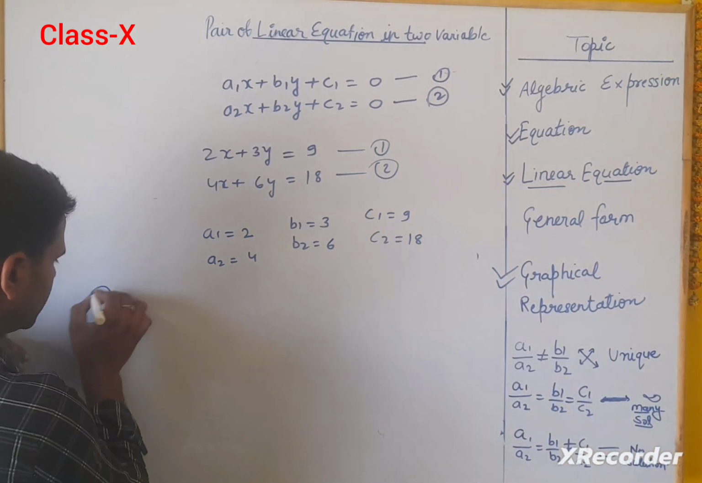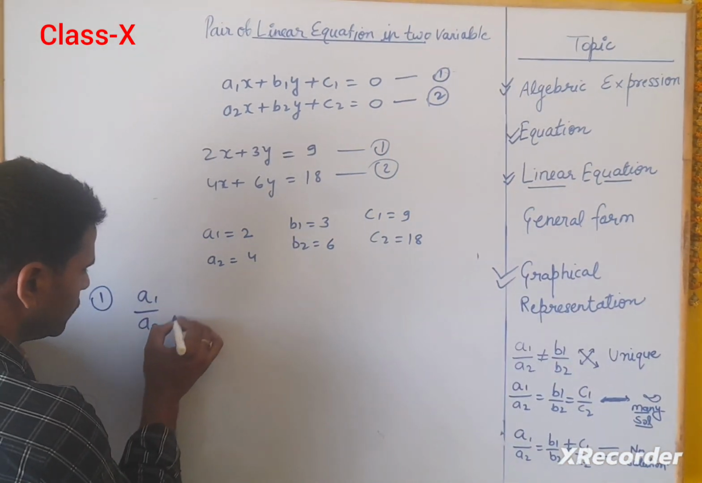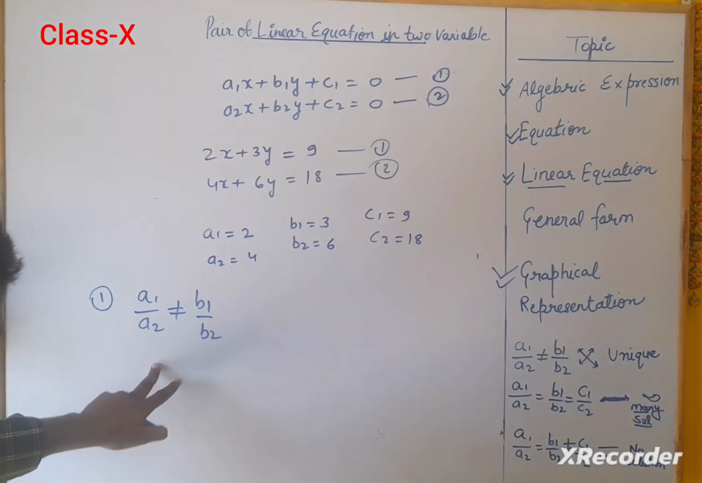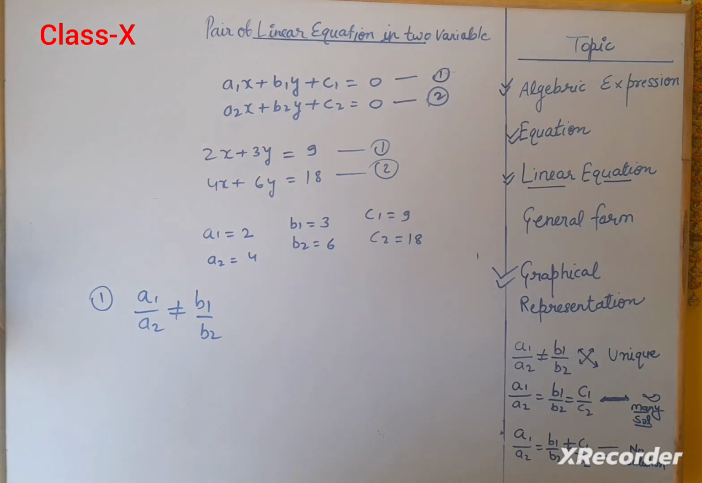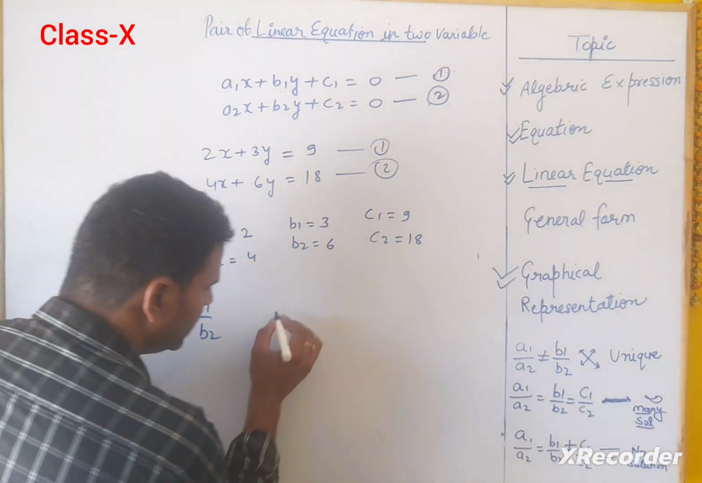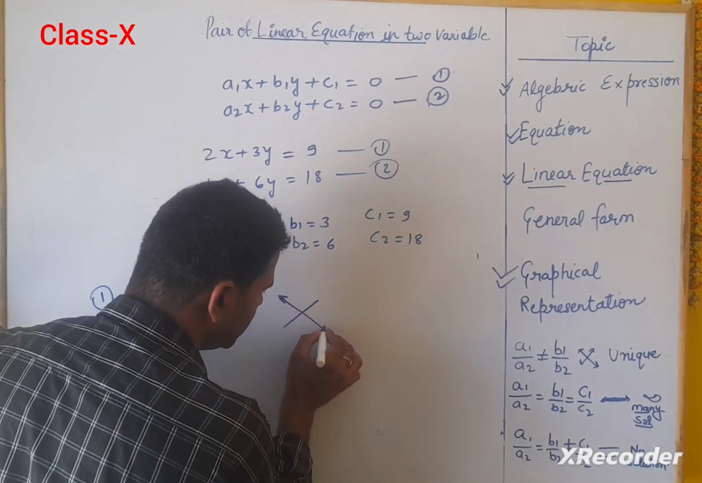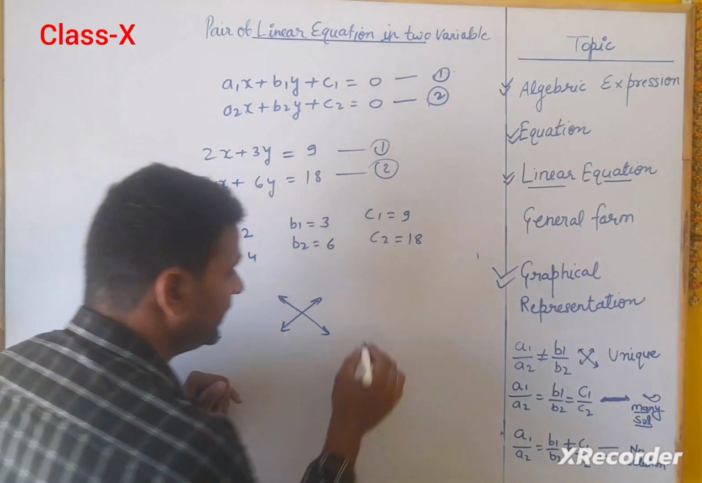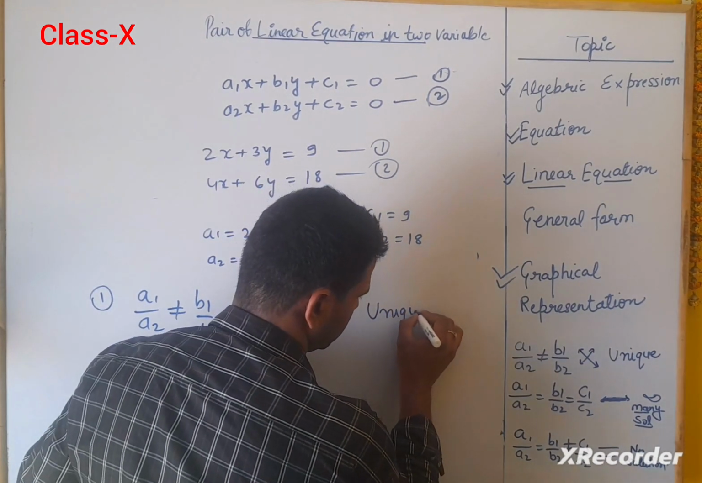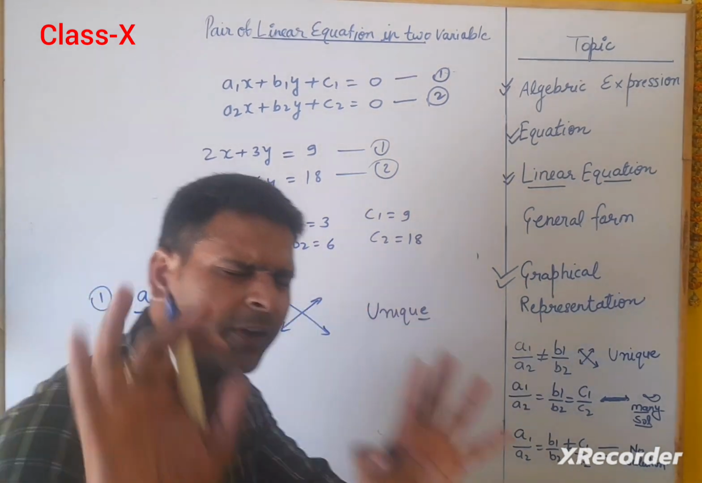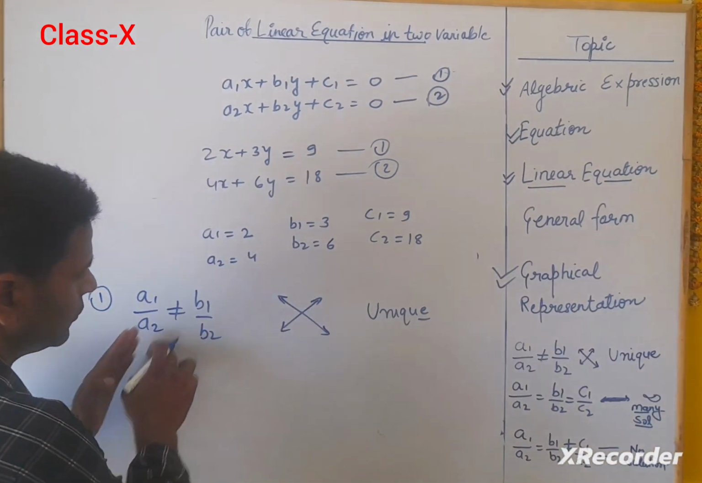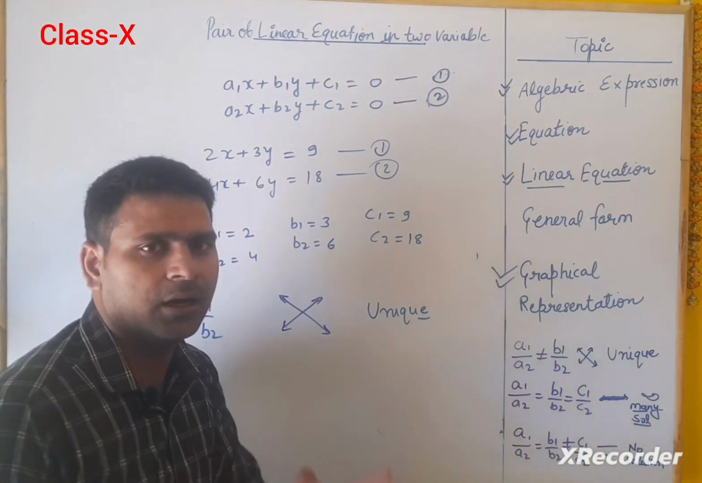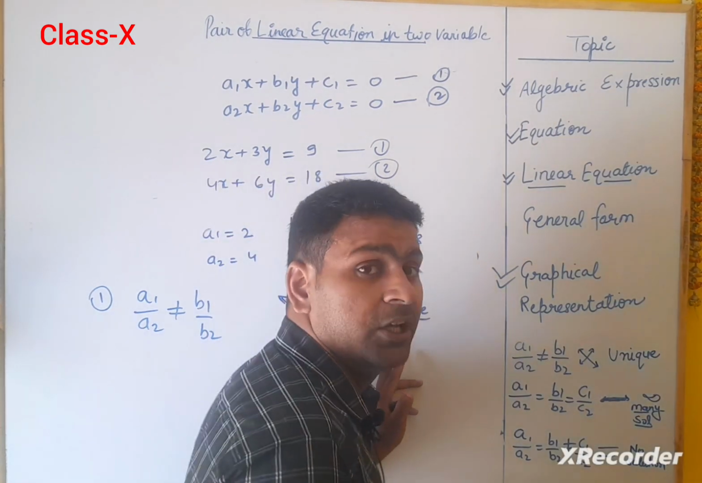The first condition is if a1 upon a2 is not equal to b1 upon b2. Then we can say that these two lines intersect each other and it has a unique solution. That is a very simple funda: a1 upon a2 is not equal to b1 upon b2, so the two lines intersect each other and it has a unique solution.